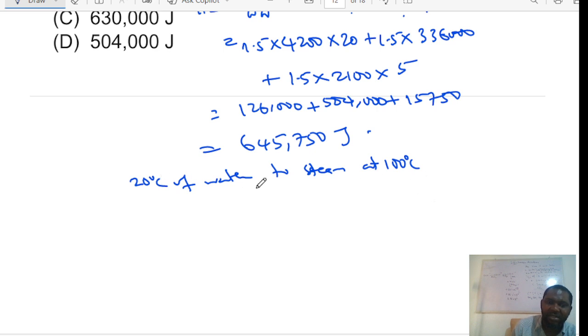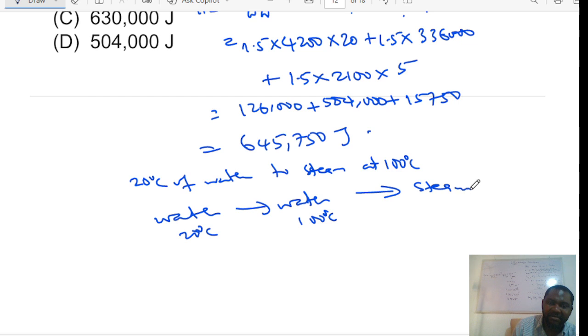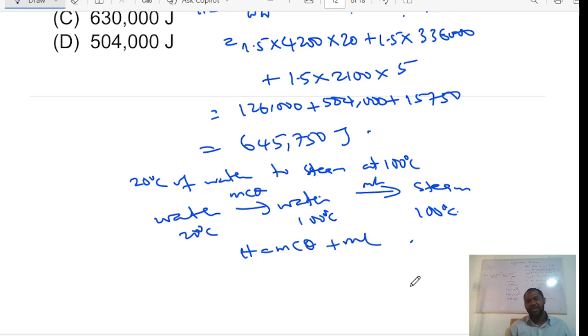So if you want to do this conversion, if you start with water at 20 degrees Celsius, it must get to water at 100 degrees Celsius first. Then before water now changes to steam at that same temperature, remember, once it's changing state, the temperature does not change. So here you're going to have MC theta and here you're going to have ML. In most objective cases, this is what you have. Most times you're going to have H equal to MC theta plus ML. It's only maybe for those of you writing theories that you could have cases where it is longer than this.